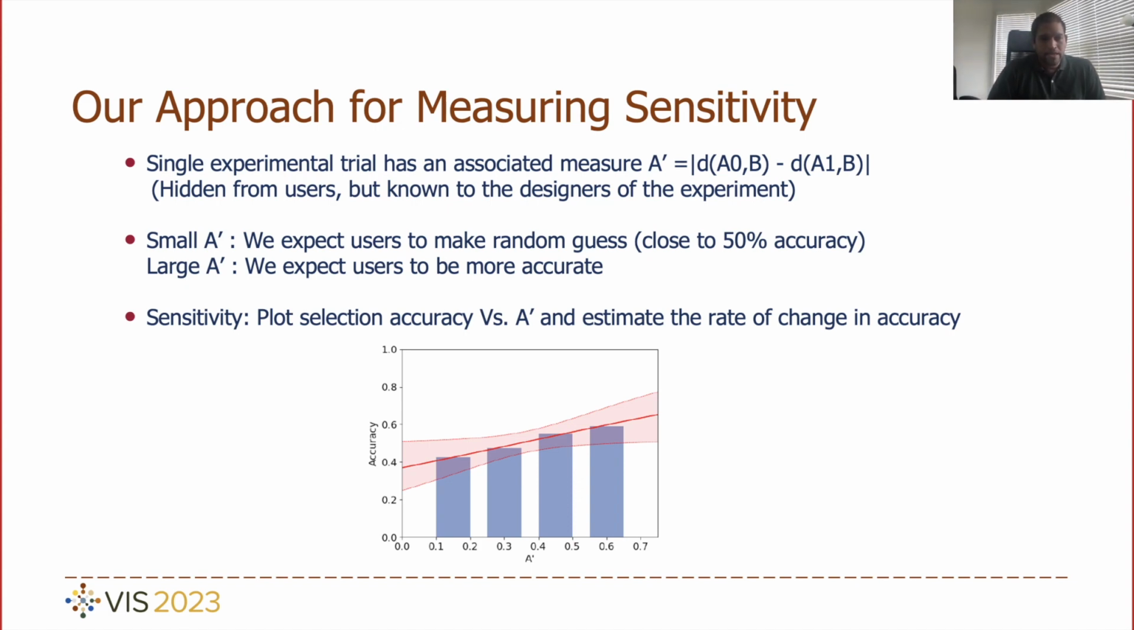Now, for small A dash values, we expect users to make a random guess and have accuracy close to 50%, whereas for large A dash values, we expect users to be more deterministic and accurate. Finally, we estimate the sensitivity by estimating the rate of change in selection accuracy with increase in the A dash value, as depicted in the bar chart. We use regression to do such estimation.